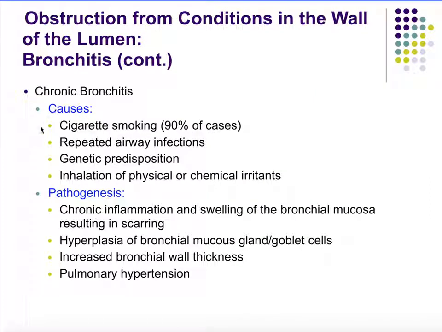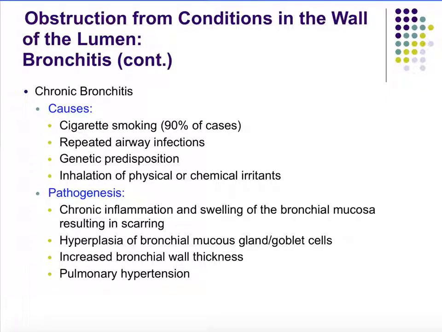So what causes chronic bronchitis? So 90% of cases can be associated with cigarette smoke. Also, having repeated airway infections can damage the airways and cause bronchitis. And genes can predispose you, as well as inhaling physical or chemical irritants that can, again, really affect our airways.